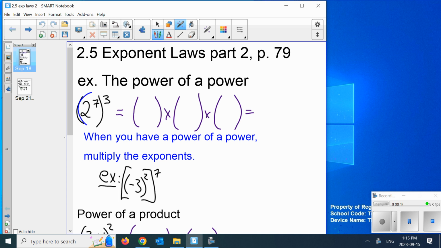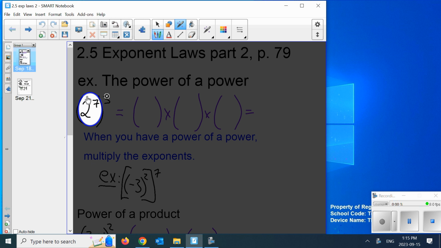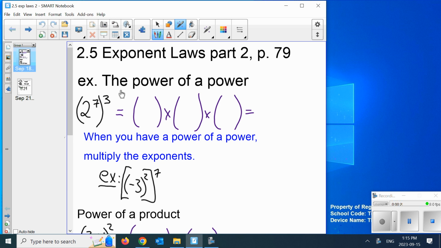We have 2 to the 7, and we say that is cubed. See what I mean? How does that work? What does it mean to cube something? It means to write it out 3 times. I'm just going to do such a thing. Isn't this what this means? Right? That's the cube part.